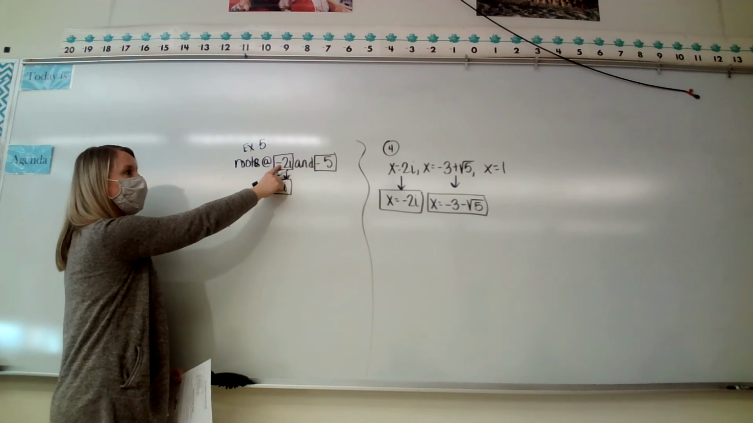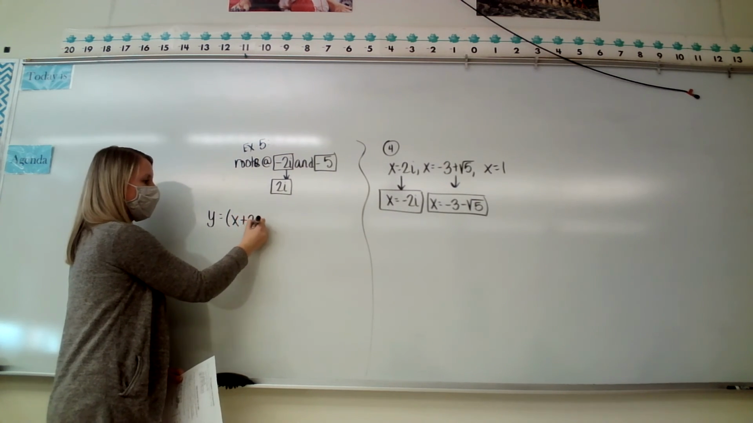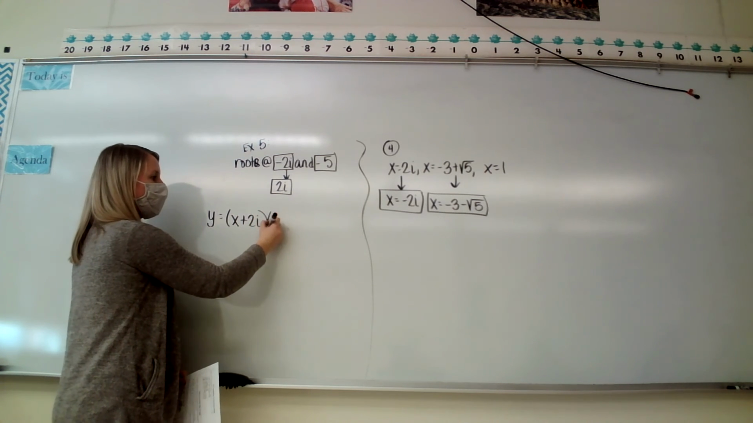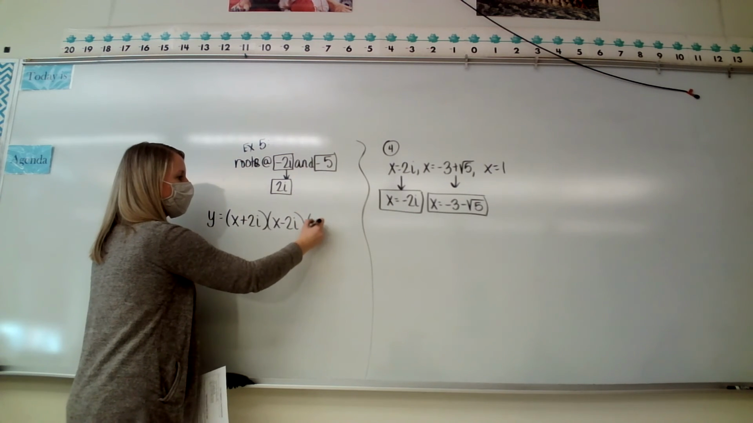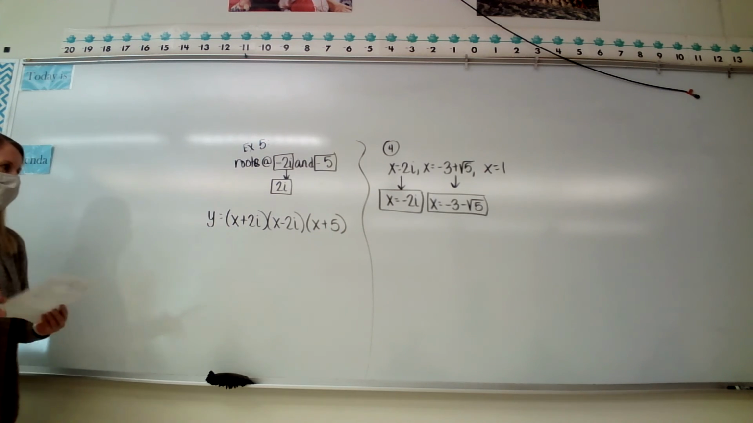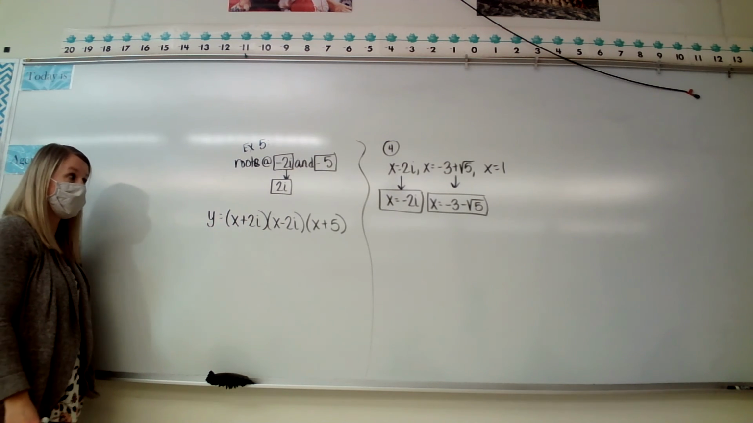If I have a root at negative 2i, we would write that as x plus 2i. If I have a root at 2i, we would write that as x minus 2i. And at negative 5 would be x plus 5. So we have a lot of experience with that. Those will be on our quiz. Don't get freaked out because there's i's. They do the same thing. We do have to do a little distributing.